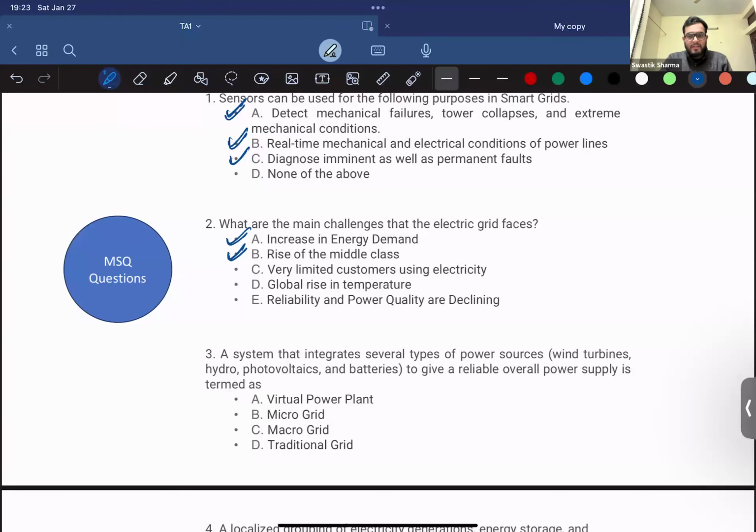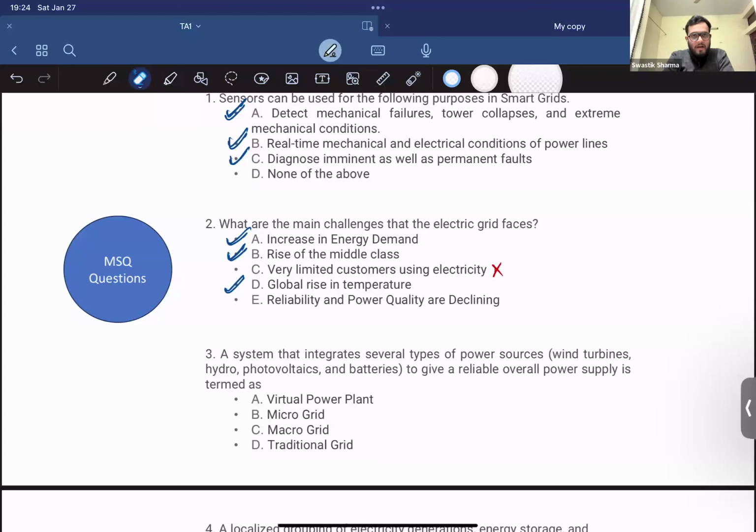Very limited customers using electricity. Can it pose a threat to electric grid? No, right? If the customers are not using electricity much, how can it? Yeah. Global rise in temperature. Correct. Since the temperatures are rising, people are buying more cooling loads or fridge, etc. So the energy demand per capita is also increasing. And reliability and power quality are declining.